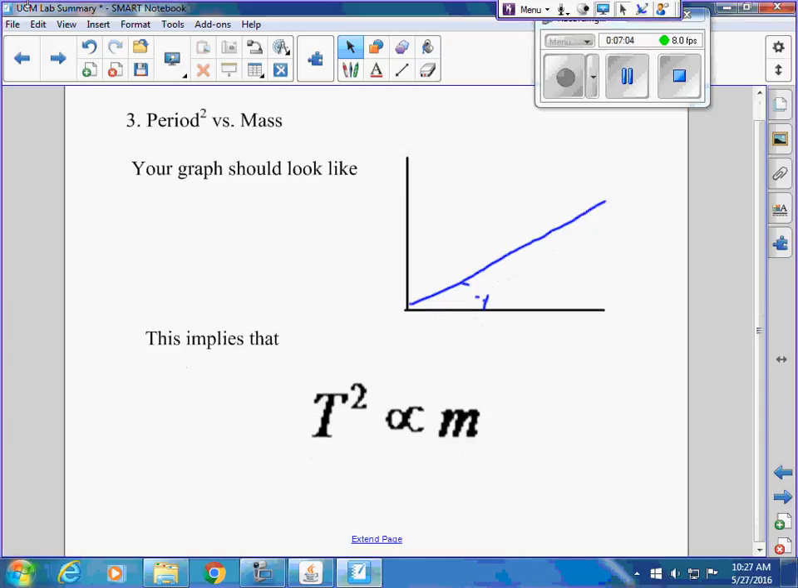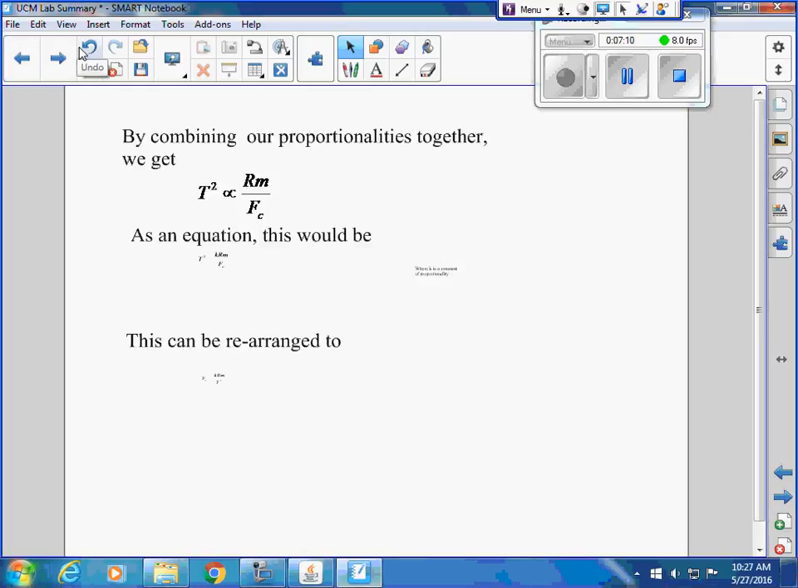So okay. So now what I'm going to do is take those three proportionality statements and combine them together. So by combining our proportionalities together, we get T squared is proportional to rm over Fc. Because we knew that it was proportional to r, we knew that it was proportional to m, and we knew that it was proportional to 1 over Fc. I combined them together into one mega proportionality statement.